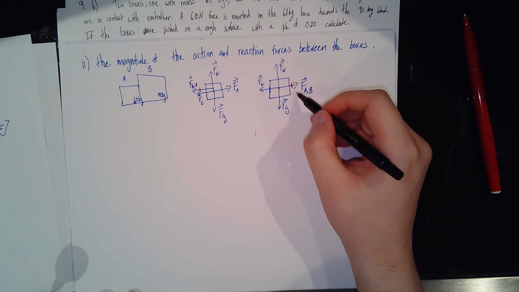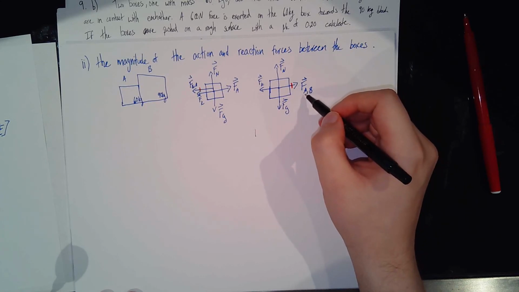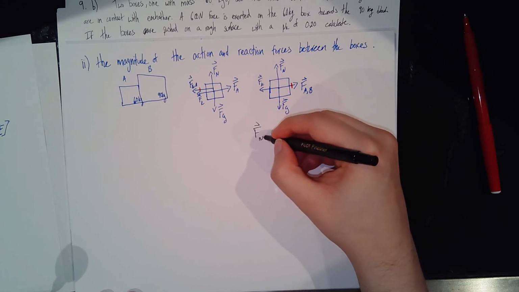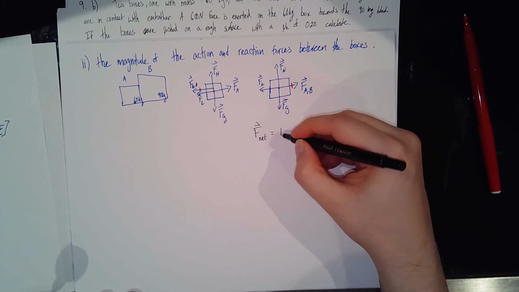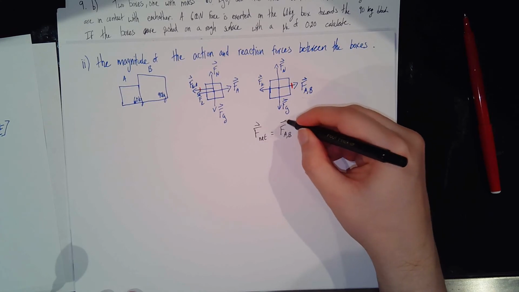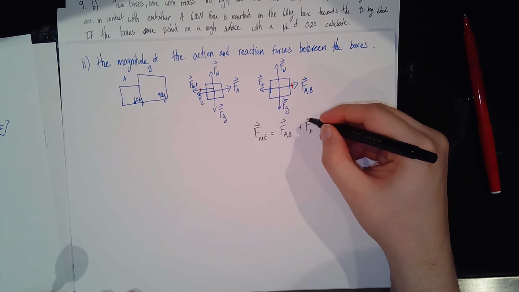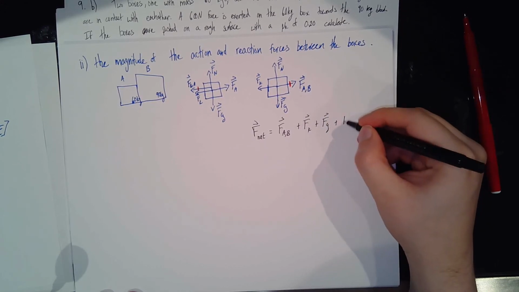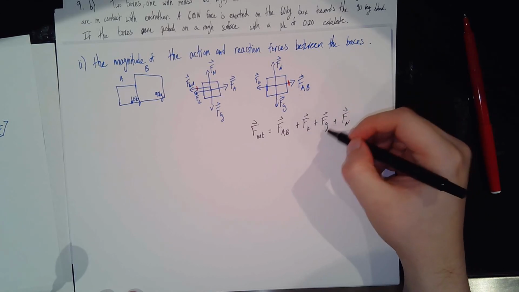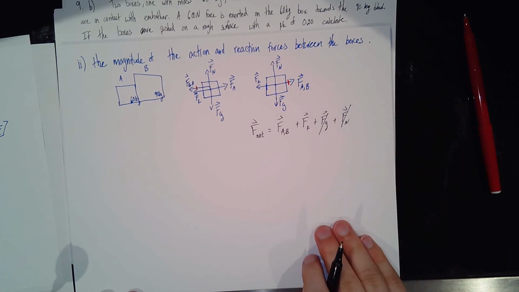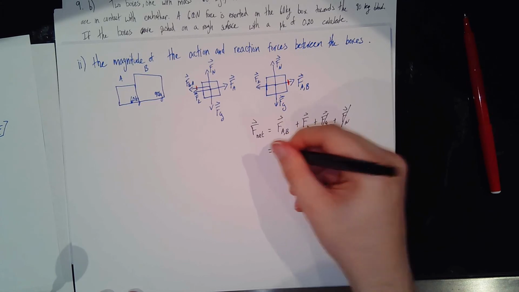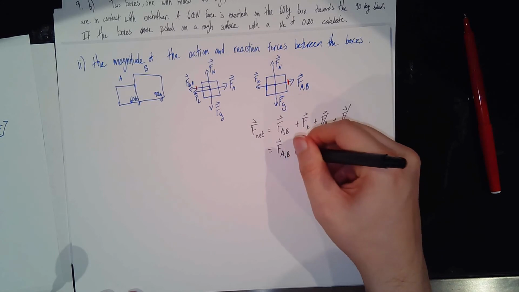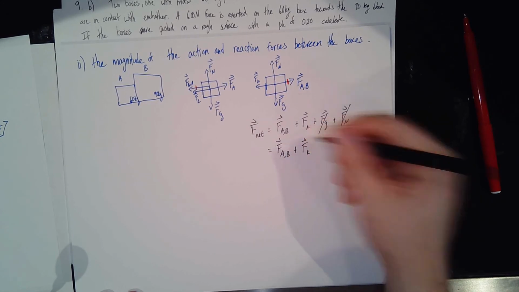Our goal is to find our F_AB, and so let's start with the sum of the forces statement. We know that the net force is going to be equal to F_AB plus the force of kinetic friction plus the force of gravity plus the normal force. And as usual, these two are equal and opposite, and so they cancel. And so we're left with the net force is equal to the force that A puts on B plus the force of kinetic friction.